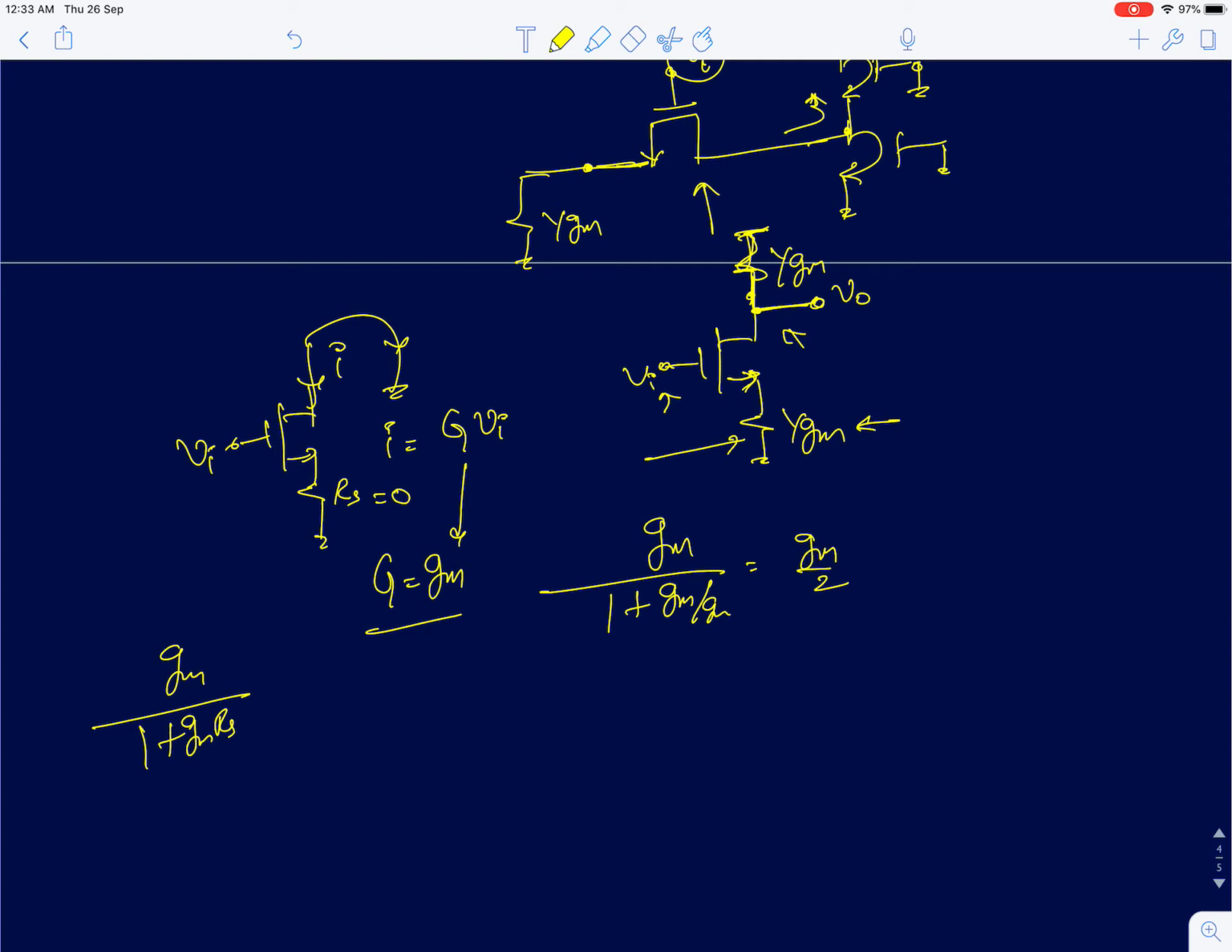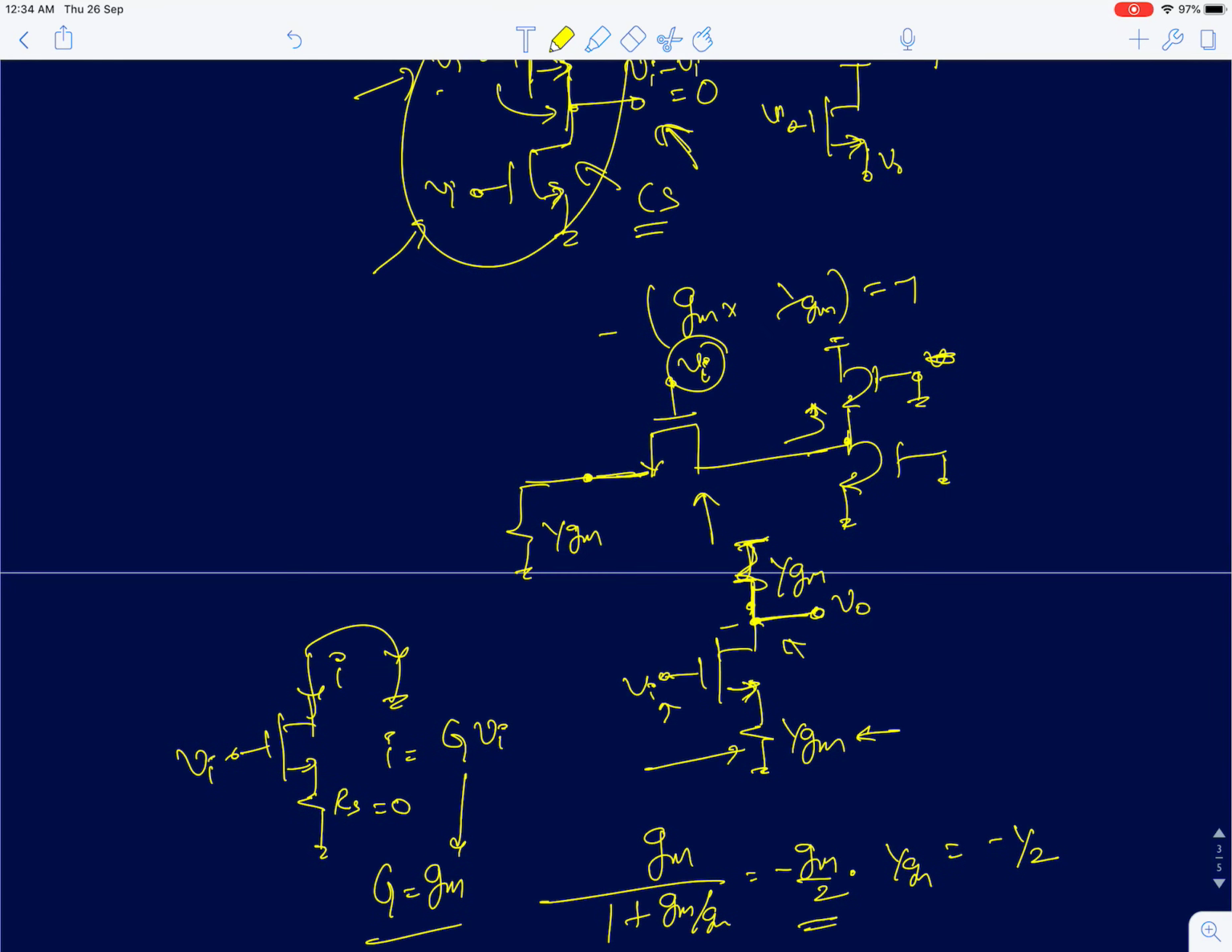Ignoring R0, here I'm going to get gm by 2 as the effective transconductance. Now that is going to flow through 1 by gm with a minus sign because it's a common source configuration. The drain is in opposite phase with the gate, so you will get a gain of minus half. So this VA is going to contribute minus half VA at this point.